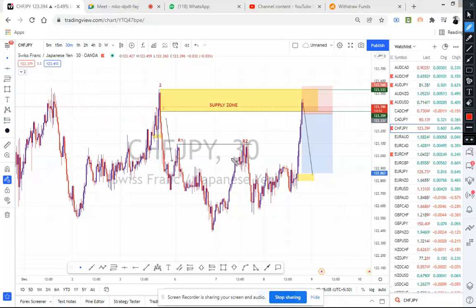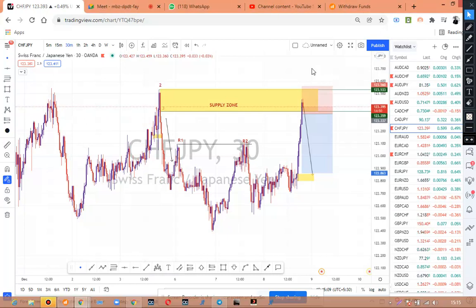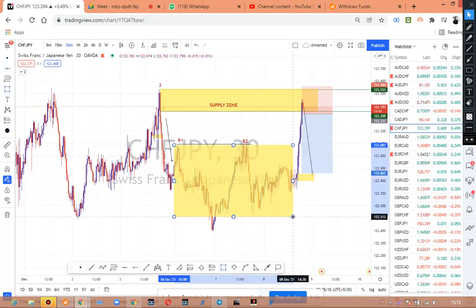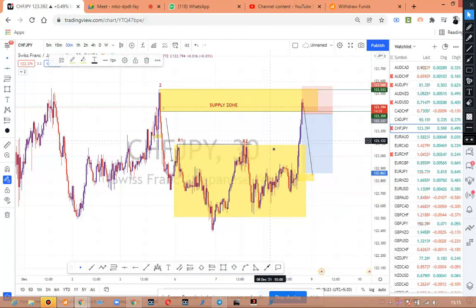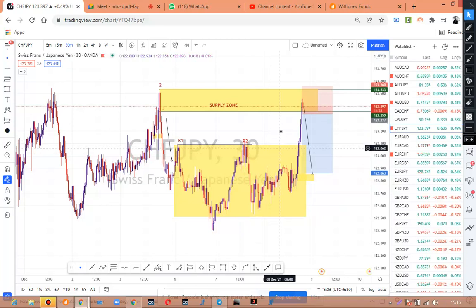So as the market is rising again, the market is creating an accumulation phase. This is what I mean by accumulation phase. Okay, this is what I mean by the market is accumulating. So which means that once the market leaves the accumulation phase, it is heading toward the next supply zone.